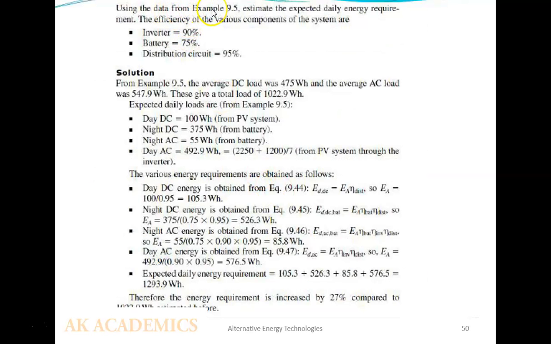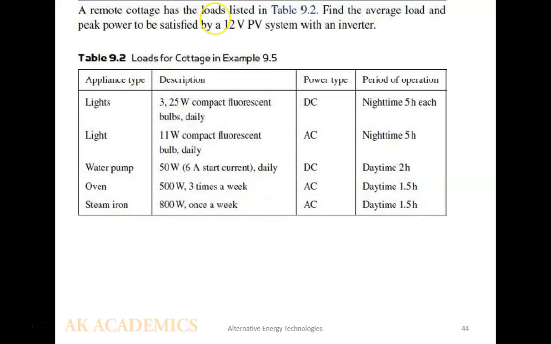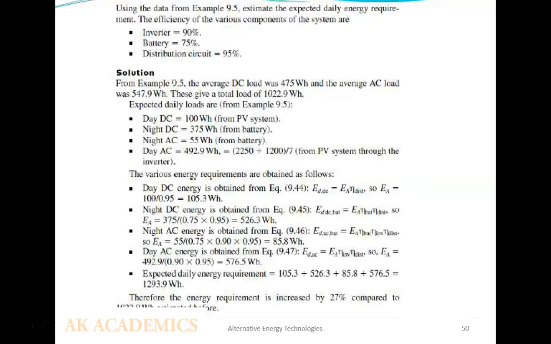So using the data from example 9.5, which is exactly this example, estimate the expected daily energy requirement. The efficiencies of the various components of the system are given as follows. We have the inverter efficiency to be 90%, the battery efficiency to be 75%, and then the distribution circuit efficiency to be 95%. Find or estimate the expected daily energy requirement using the data given to us in this question.